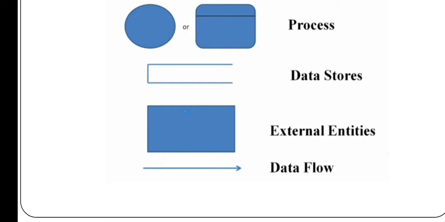The external entity is represented by a rectangle. The entities here are the source and the destination of information data. Here the data flow is the movement of data, so it is represented by an arrow symbol.